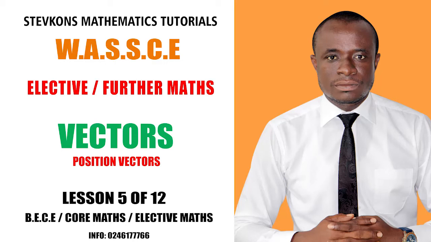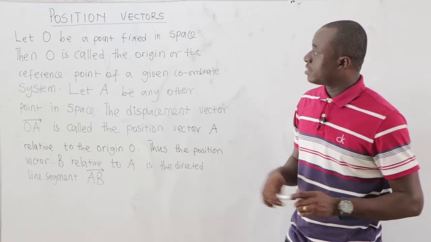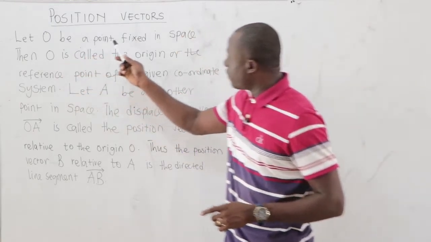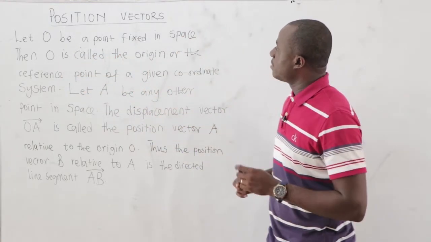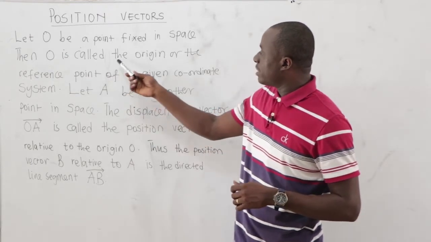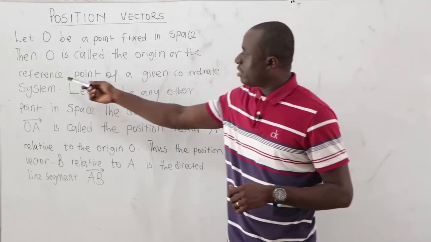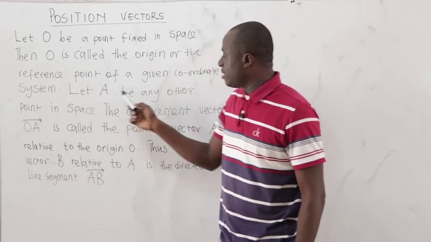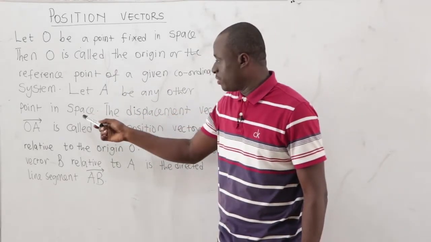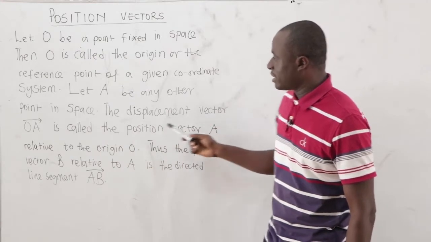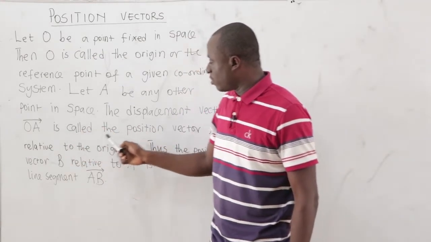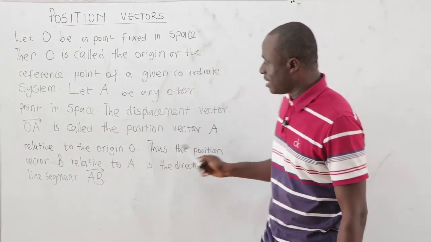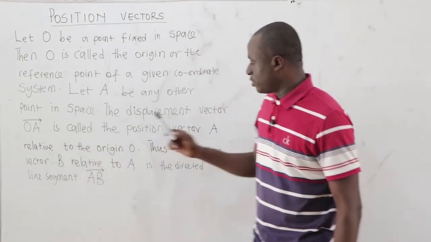Today we'll continue with our lessons on vectors, and today we are on position vectors. Now let O be a point fixed in space. Then O is called the origin or the reference point of a given coordinate system. Now let A be any other point in space. The displacement vector OA is called the position vector of A relative to the origin O.